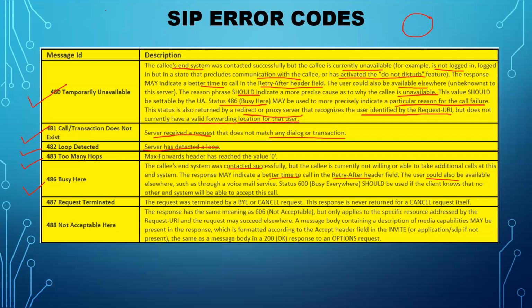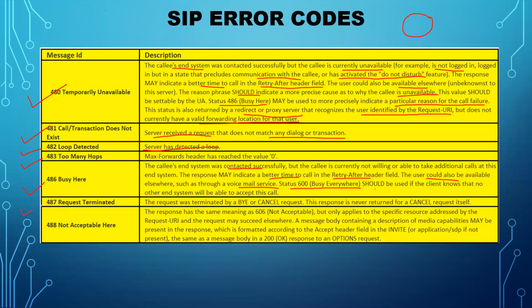The user could also be available, such as through a voicemail service, right? And status 600 busy everywhere, right? Status 600 busy everywhere should be used if the client knows that no other end system will be able to accept this call. If you are getting this status 600 busy everywhere, that means no one is available to accept that call, right?